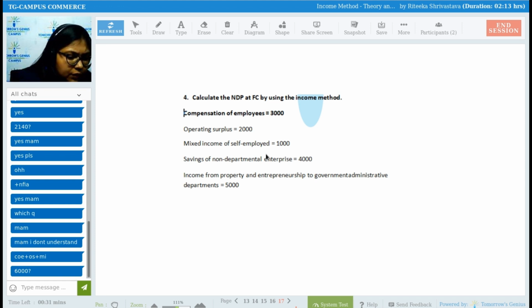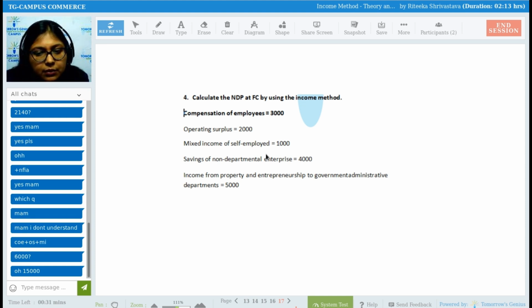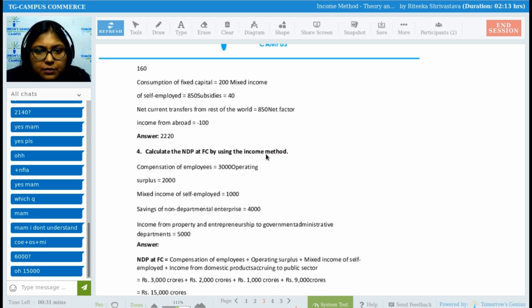No, do the calculation properly. 3,000 plus 2,000 plus 1,000 plus 4,000 plus 5,000. How come it is 6,000? Nah, 15,000. Very good. Correct. There is one small sum. Do that also, then we will wind up for today. Very small.